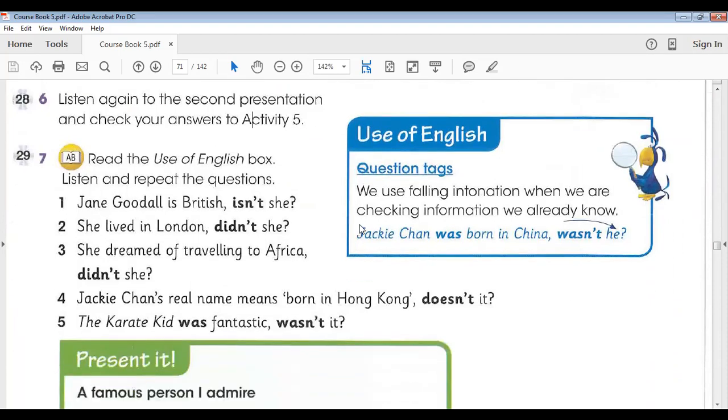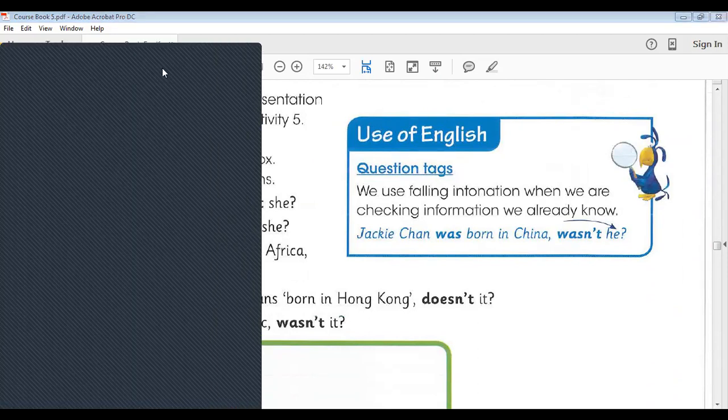Then we have a grammar topic, question tags. I included a short tutorial video to explain question tags, which I'm going to include again now for the summary purpose.